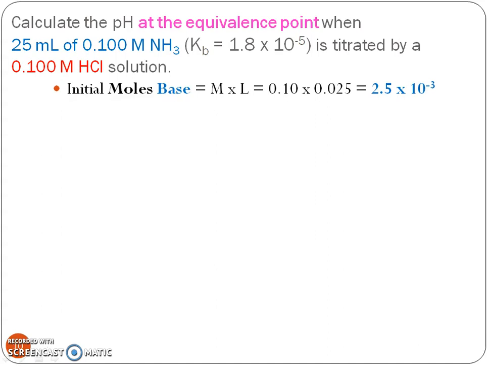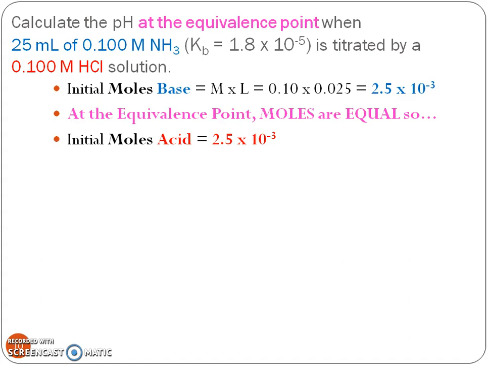So, initial moles of the base: molarity times liters. At the equivalence point, our moles are going to equal each other, so I don't even have to look at the problem. If I know that I have 2.5 times 10 to the negative 3 moles of our base, and we're at the equivalence point, it's going to equal the moles of our acid.